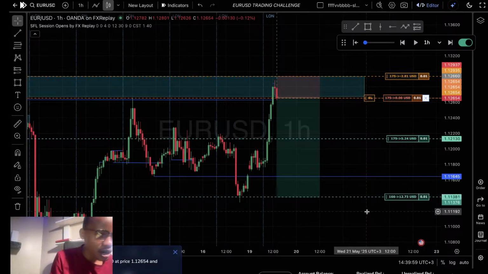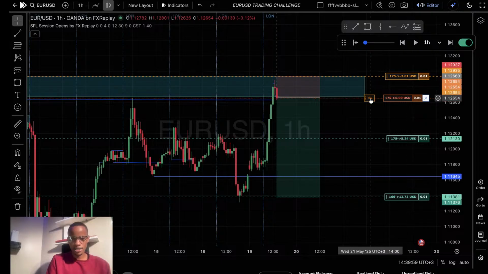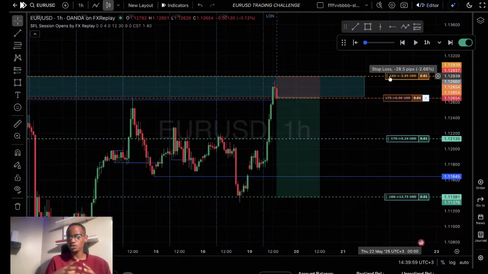Once we get taken out on our first trade position at $5, that's $5 profits collected, we're going to set BE. By setting BE, I mean break even. So once we set break even, when price returns back, it's not going to actually give us a loss. It's going to be 0. That's what we mean by BE, break even.